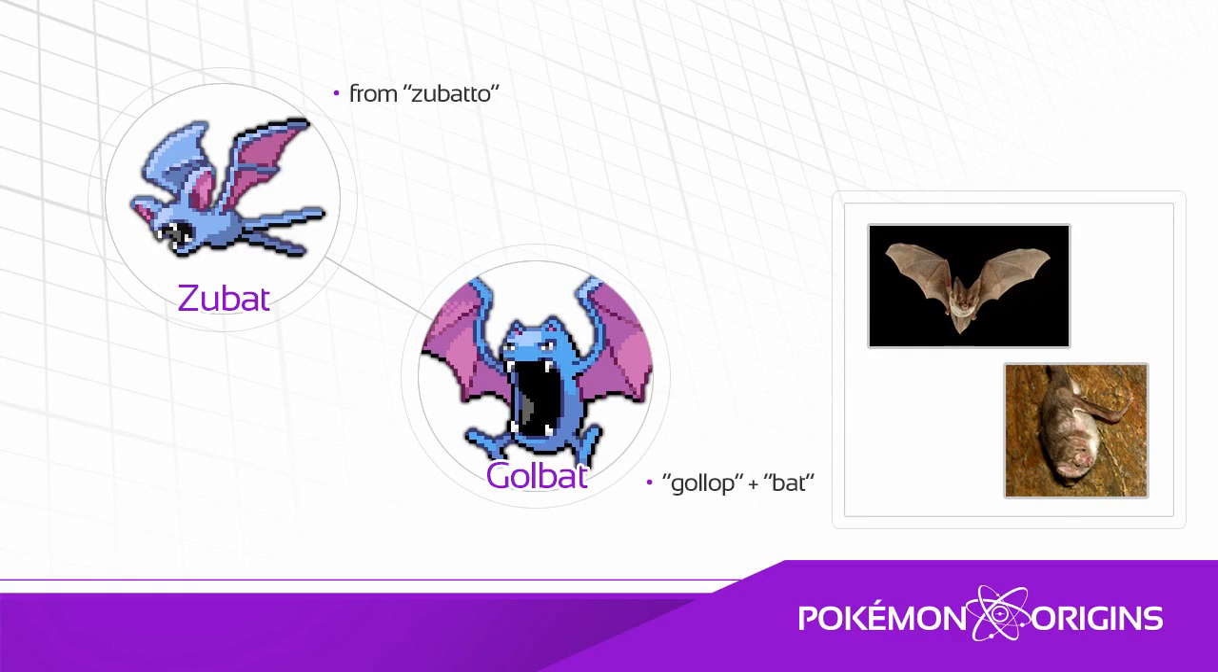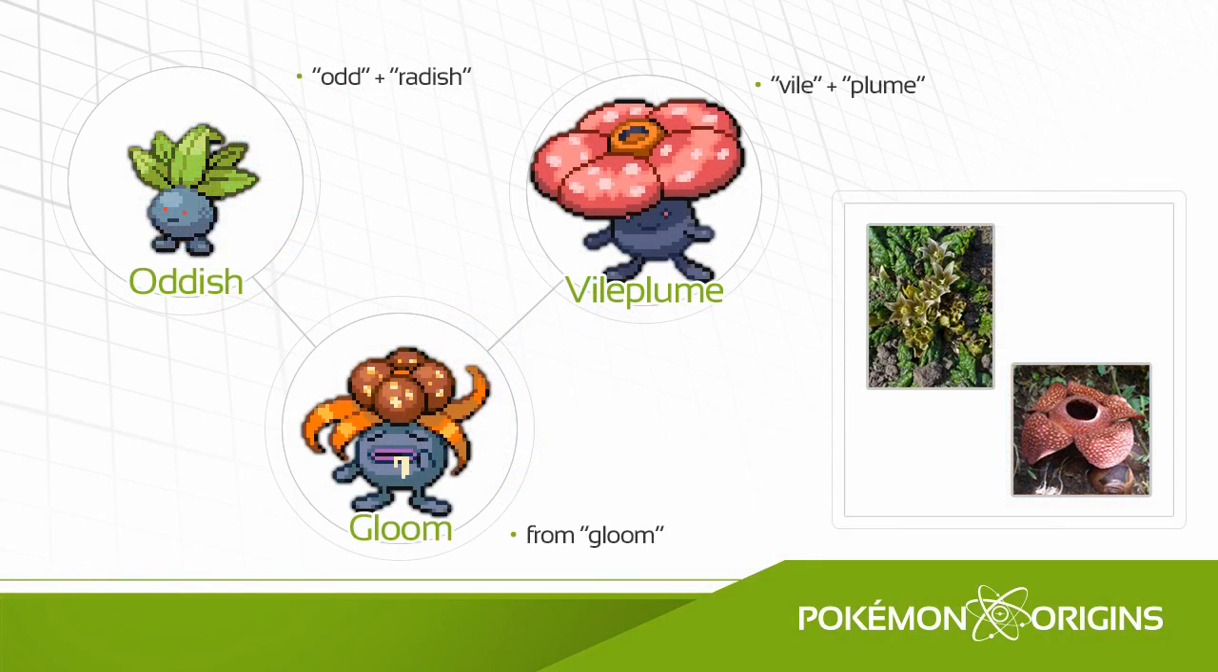Then we have some more grass types with Oddish, Gloom and Vileplume. Oddish's name comes from Odd and Radish because it's an odd Pokemon and it looks like a radish, if you would put it in the ground. Gloom comes from just gloom, it's very gloomy. Whereas Vileplume comes from a combination of vile and plume, so vile being the fact that it stinks, it's vile, and then plume obviously being the fact that it's flowers, it's a plume on top.